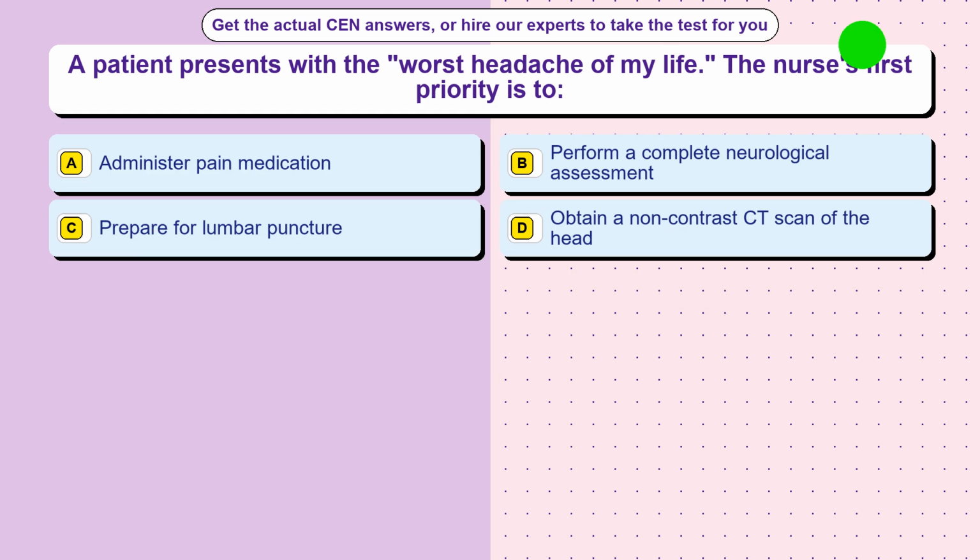Question 13. A patient presents with the worst headache of my life. The nurse's first priority is to Option A, administer pain medication. Option B, perform a complete neurological assessment. Option C, prepare for lumbar puncture. Option D, obtain a non-contrast CT scan of the head.